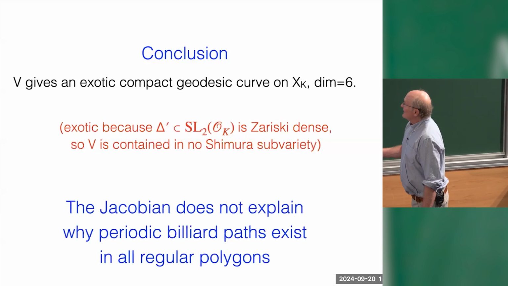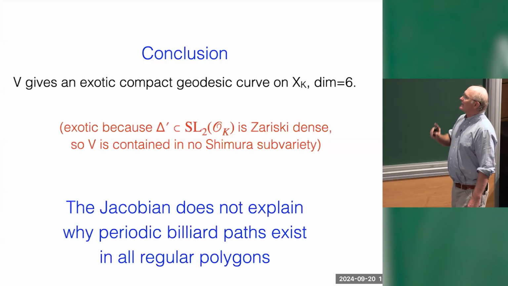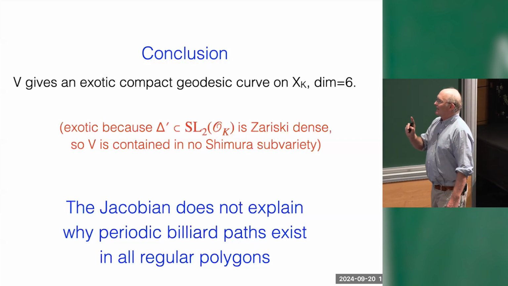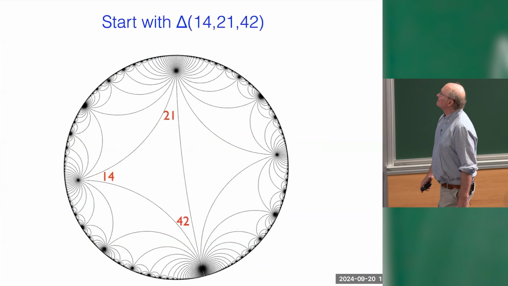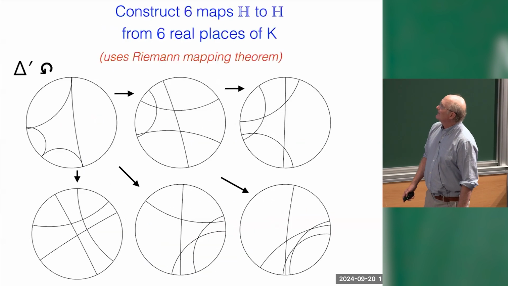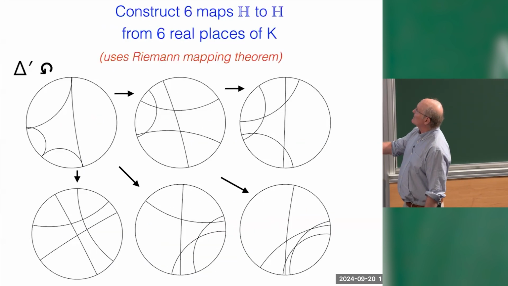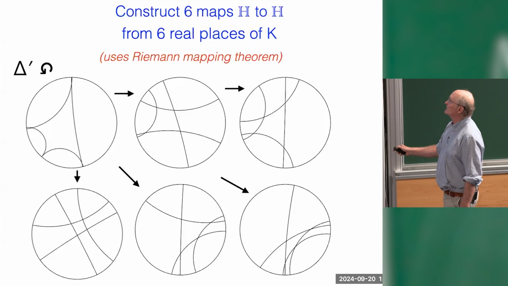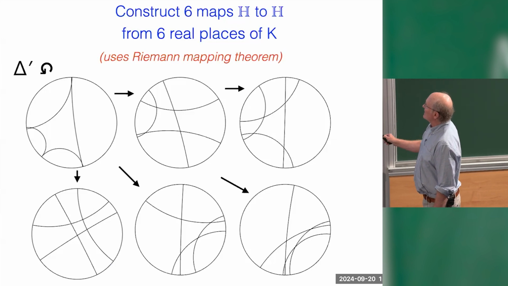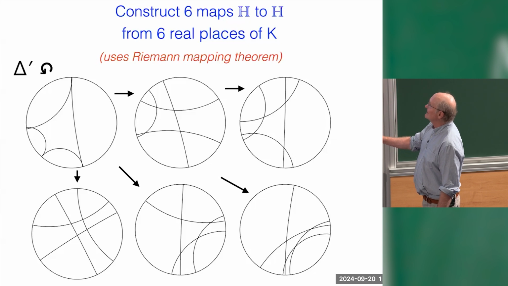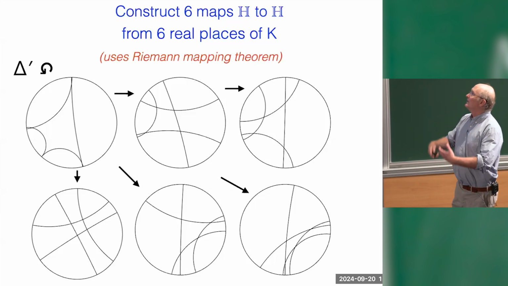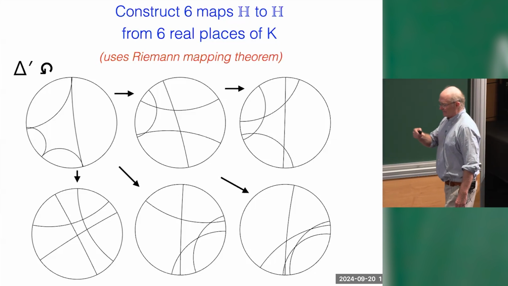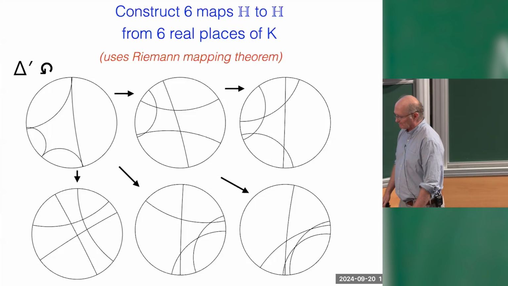But what it shows is that the Jacobian is not enough information to explain why periodic billiard paths exist in all regular polygons. And here's a picture of the embedding into the Hilbert modular surface. I wanted to make everything very concrete. The universal cover of the Hilbert modular surface is a product of 6 disks, and the 6 Riemann mappings that send this quadrilateral to these various other quadrilaterals are the map that covers the inclusion of this curve V into the Hilbert modular surface.